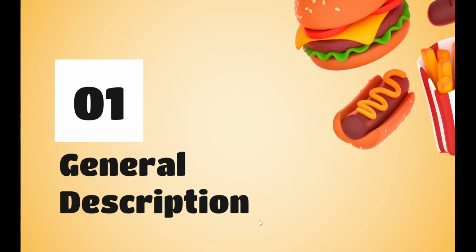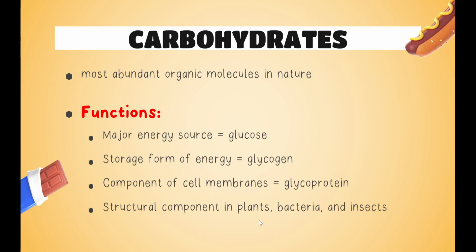So let us start with the general description. Carbohydrates are the most abundant organic molecules in nature, and these are the different functions of carbohydrates. Carbohydrates are our major energy source in the form of glucose. Carbohydrates can also be stored to be used as energy for later in the form of glycogen. Carbohydrates are also components of our cell membranes, especially when we talk about glycoproteins, and they could also be a structural component in plants, bacteria, and insects.